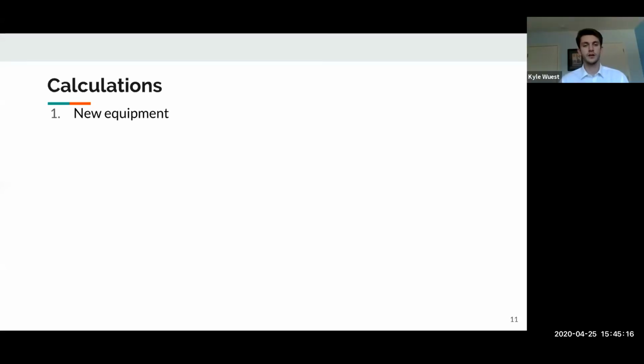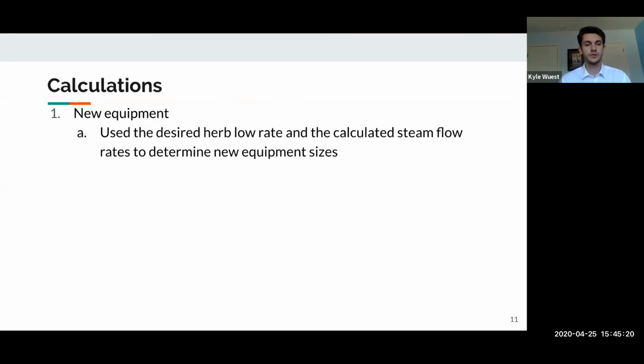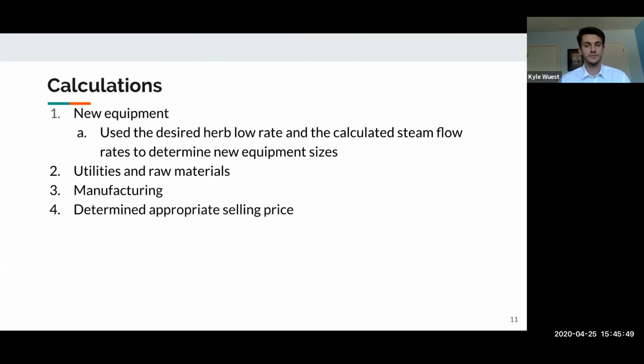All right, now I'm going to get into how we calculated some of our costing. We started with the new equipment, and we used the new desired herb flow rate and the new calculated steam flow rate to determine different equipment sizes, depending on if it had herb going through it or steam. We then went into the utilities and raw material costs, the utilities being electricity and the steam. The raw material is, of course, our raw Costus igneus, the insulin plant. We then went into various costs of manufacturing. We then determined an appropriate selling price so we can determine what kind of revenue the system can make. And then using these different pieces of information, we determined the economic feasibility of the system by doing a cash flow analysis.